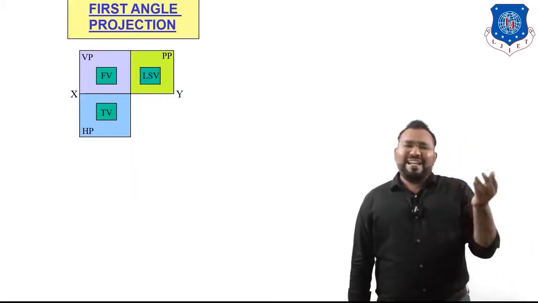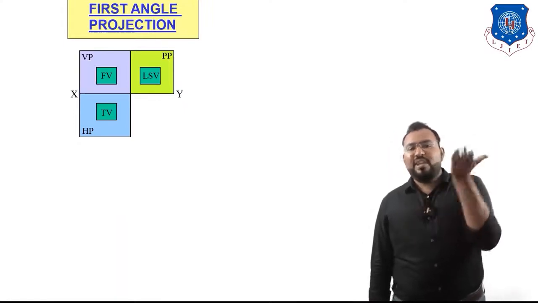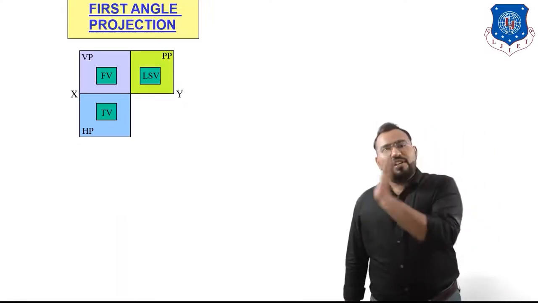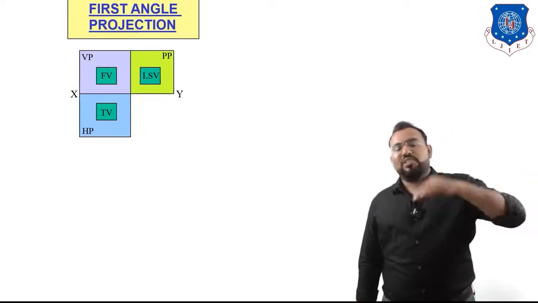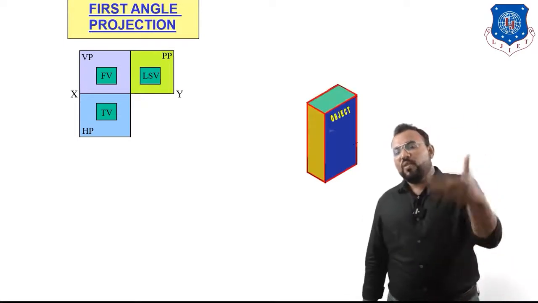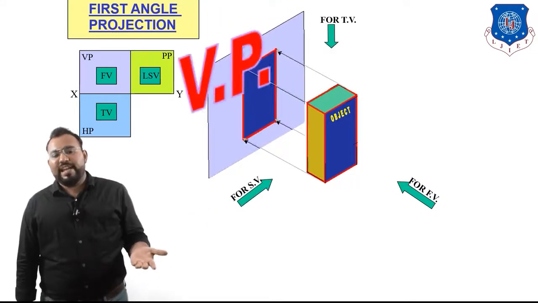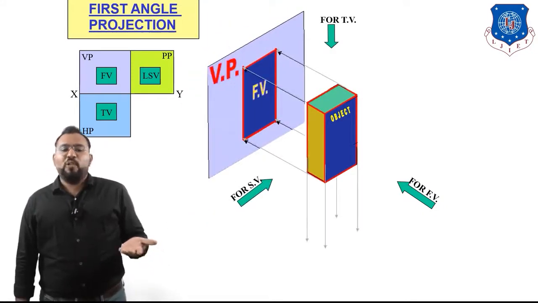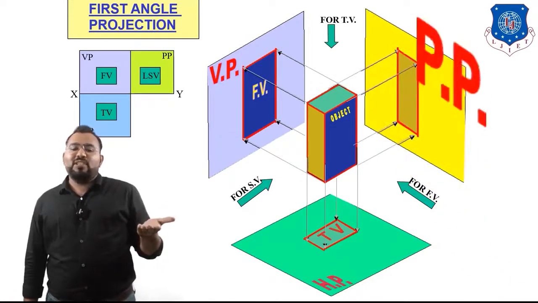Okay. Now let's see some basic things over here. First angle projection. So what is first angle projection? If any point is in the first quadrant, or if you assume any object in the first quadrant, then that projection is known as first angle projection. Let's see this object over here. Let us assume this object in the first quadrant. Its front view is going to look like this on the vertical plane. Its top view is going to look like this on the horizontal plane. And its side view is going to look like this on the profile plane.